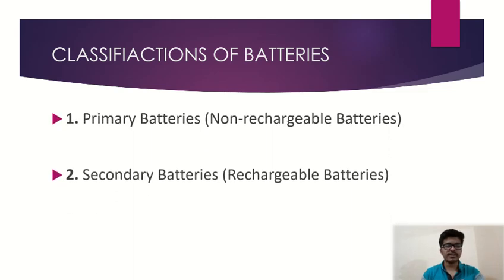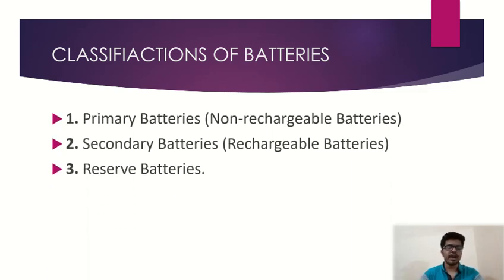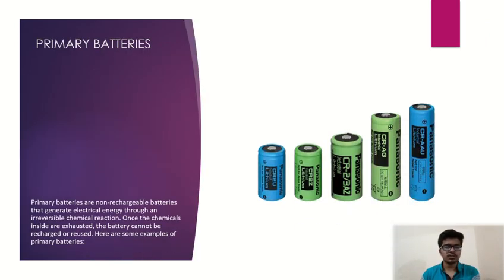Now let's go through classification of batteries. Classification of batteries consists of three types: primary batteries, which are also known as non-rechargeable batteries, secondary batteries, which are rechargeable batteries, and reserve batteries.